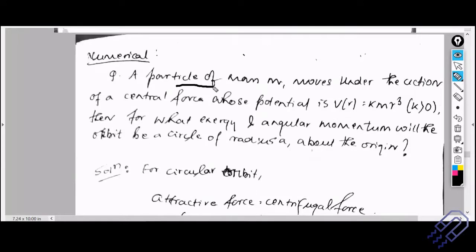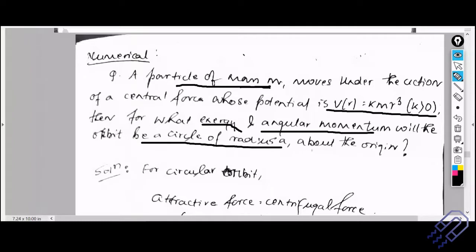Find out what is the kinetic energy, the potential energy and the angular momentum for a particle of mass m, whose potential form is given to be V(r) = kmr³. So it's basically a central force problem, and we say that this is moving in an orbit of radius a. You have to find out the kinetic energy and the potential energy.